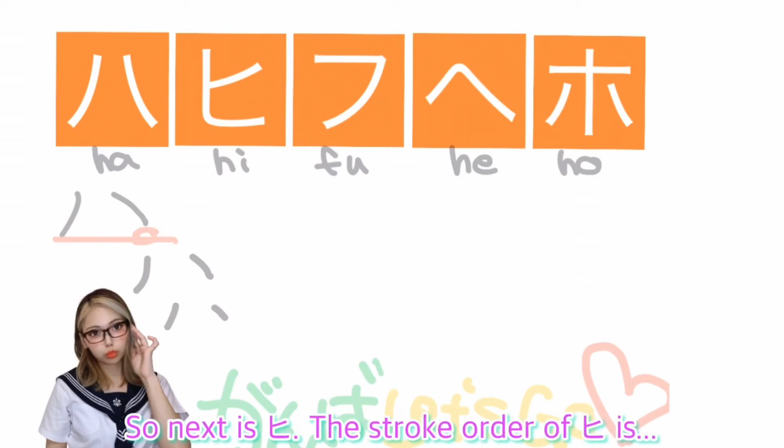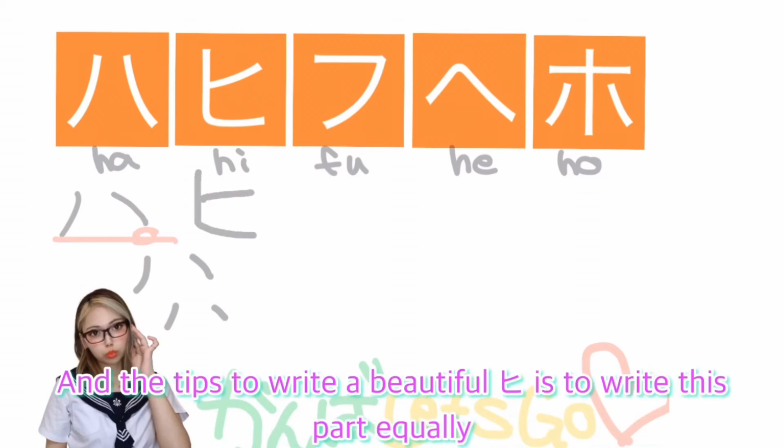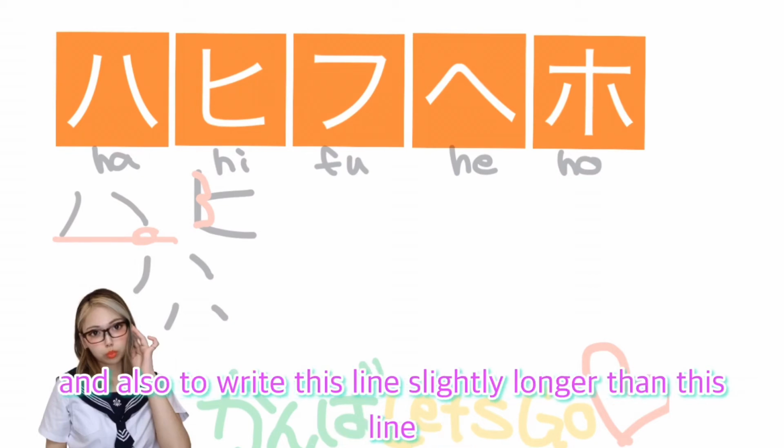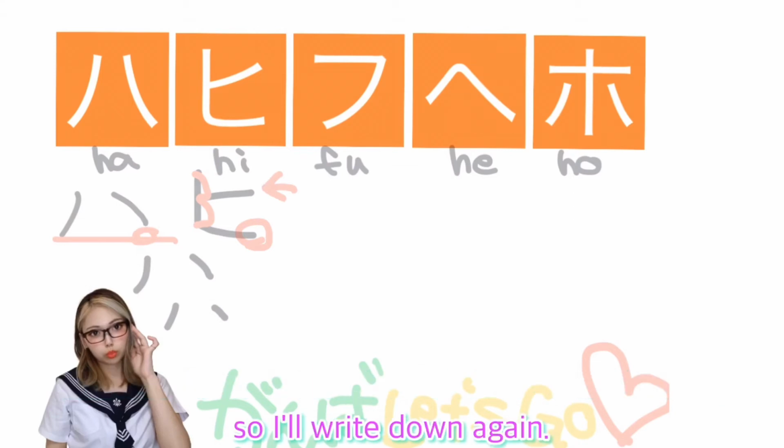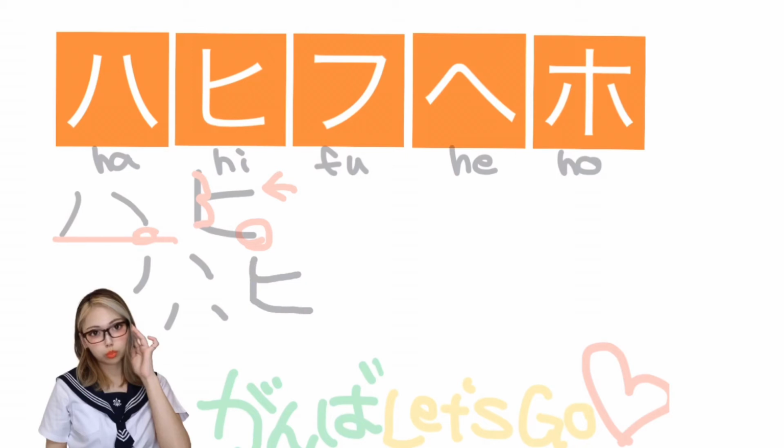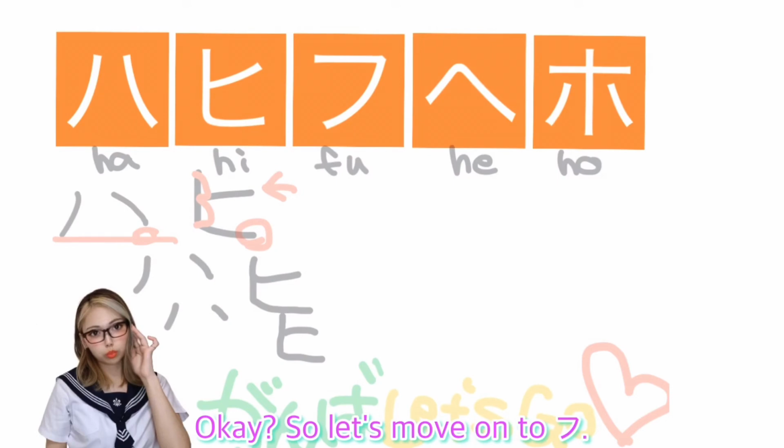The stroke order of hi is 1 and 2. And the tips to write a beautiful hi are to write this part equally, and also to write this line slightly longer than this line. So I'll write down again, 1 and 2. Okay, so let's move on to fu.